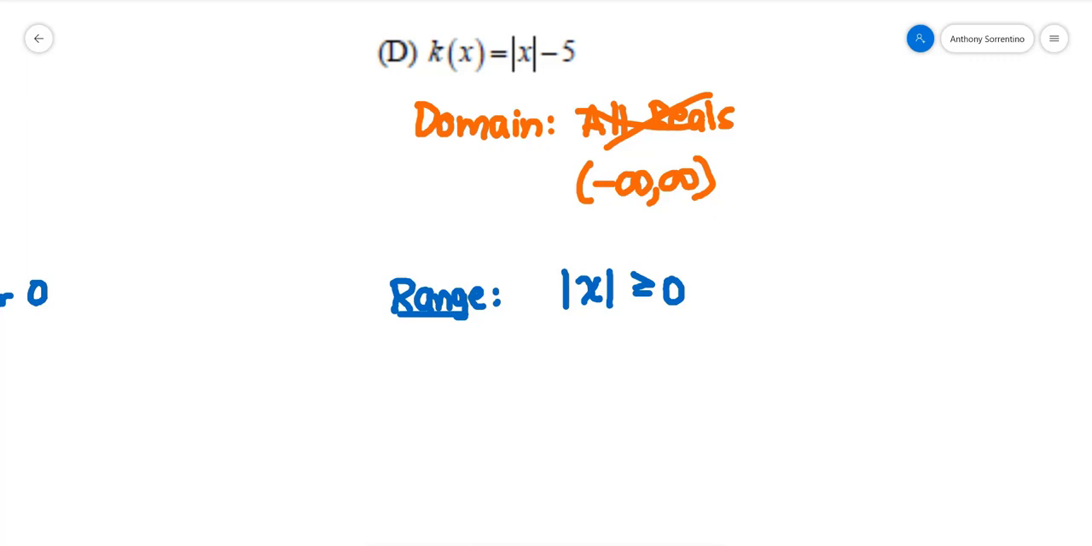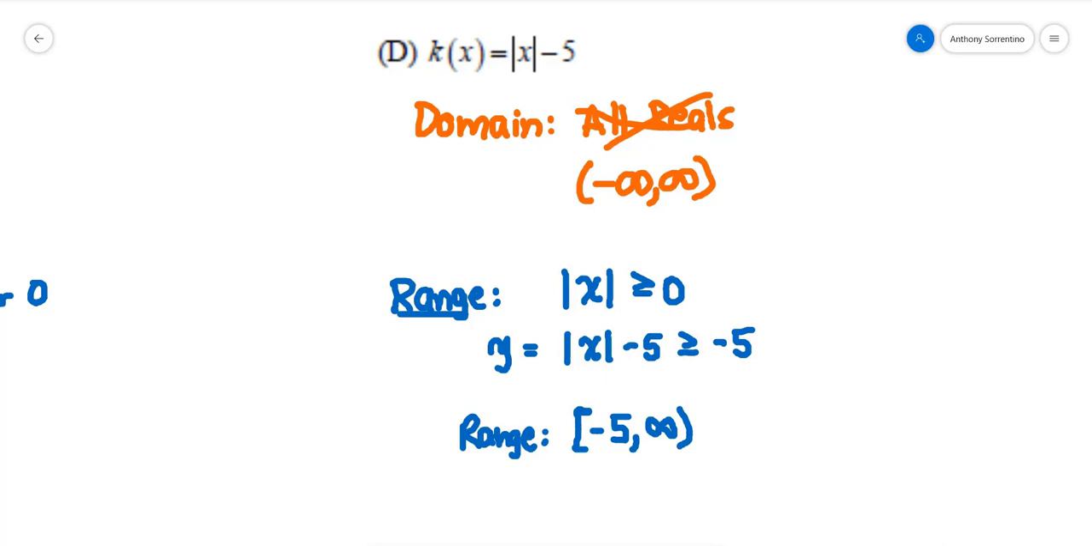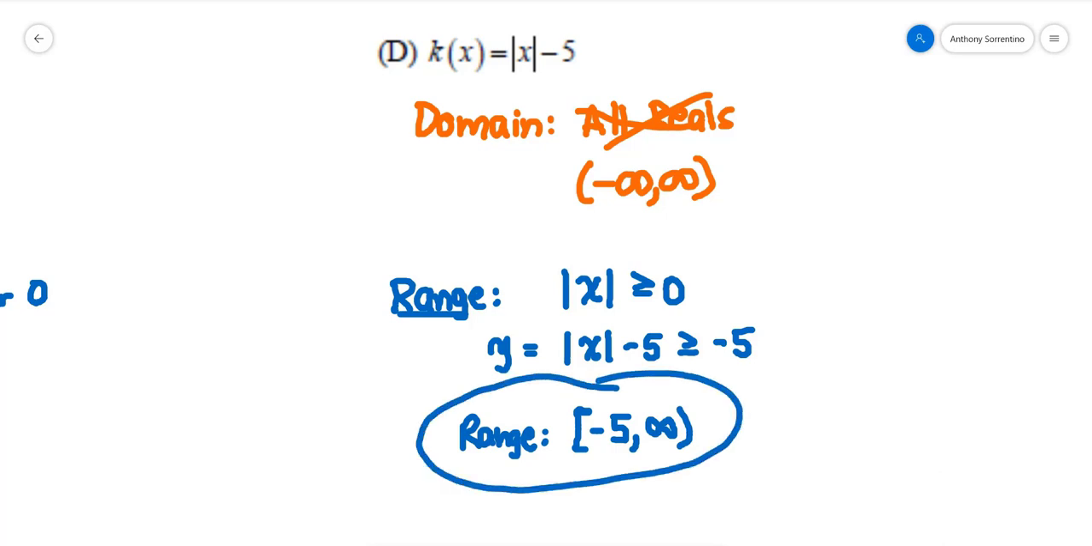So I know this has to be true, which means the absolute value of x minus 5 has to be greater than or equal to negative 5. I'm just subtracting 5 from both sides of this inequality. And this is what k of x is, or what the y value is. So we know that y has to be greater than or equal to negative 5. So that's my range, and that's just knowing how the absolute value function works. So that's the actual range.